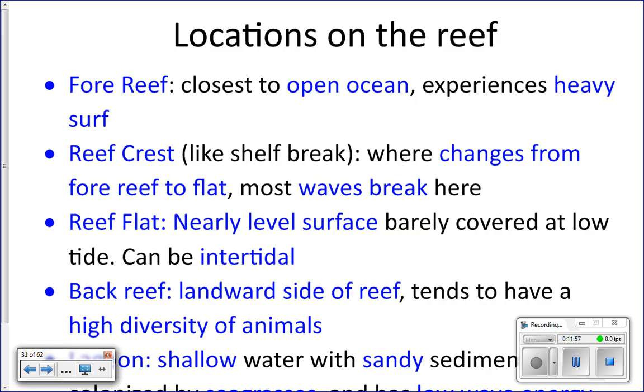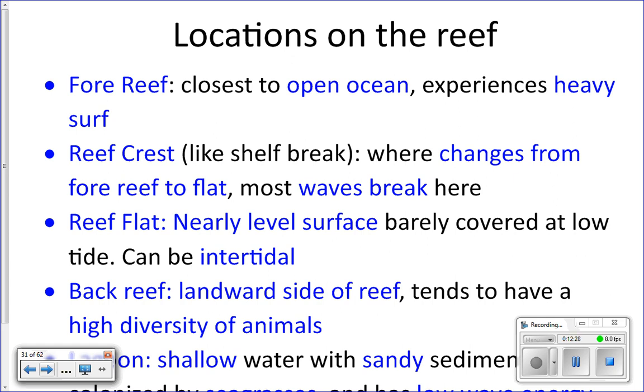Okay, locations on the reef. Just like you have different locations on the continental shelf and the break and the slope and the rise, you have different locations on the reef. So the forereef is the part that is closest or facing the open ocean, deep water, right? And the forereef is where you're going to get a lot of surf. So waves are going to be affecting the forereef quite a bit.